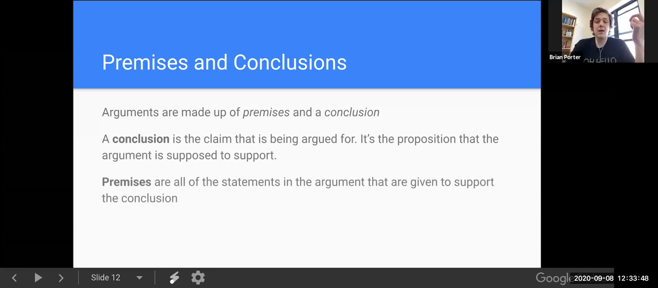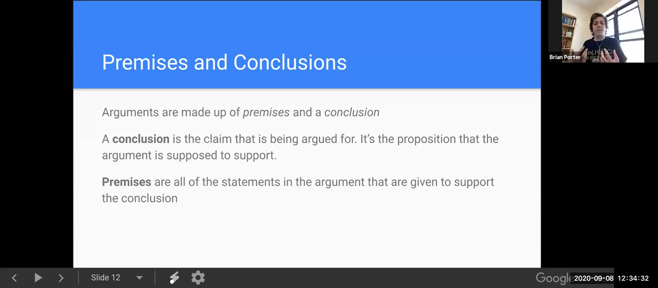The premises, of which there are usually more than one, but sometimes there's only one, are statements in the argument that are given to support the conclusion. So they are not necessarily defended. Sometimes they are defended. Sometimes you can have premises that support other premises that then support the conclusion, and you can get more complex arguments like that. Mathematical proofs often take that form. You prove a lemma, and then you use that lemma to prove the theorem. So you have these premises, you have axioms, and then you make inferences, you make little mini arguments that together build up to a big argument. So it can get really complex.